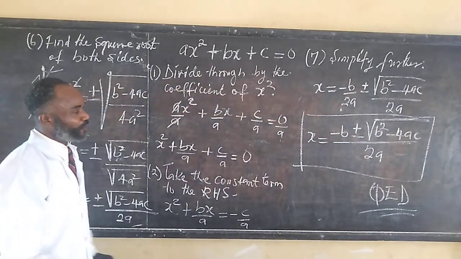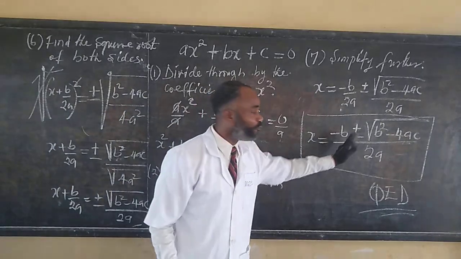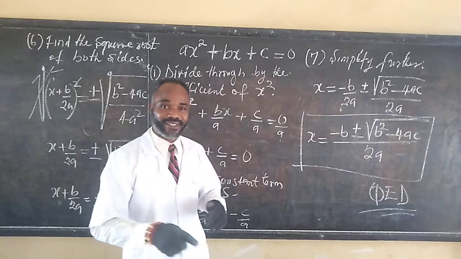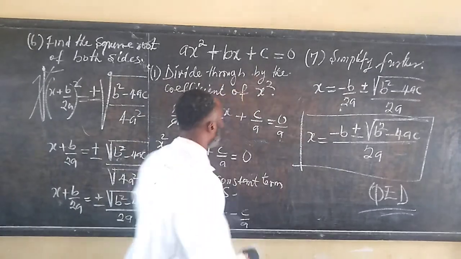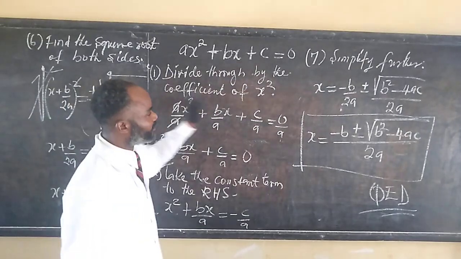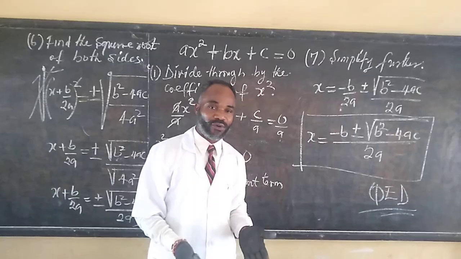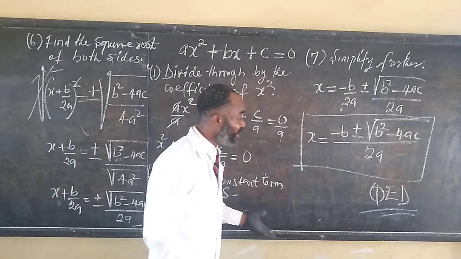Interesting, right? We have finally arrived at the almighty formula, in other words known as the formula method in solving quadratic equations. With all these steps, from number 1 to number 7, you can solve by the completing the square method when you are given a certain quadratic equation to solve. That is what it means.